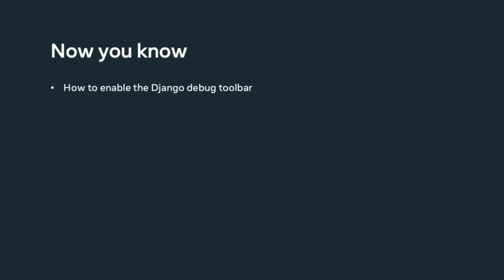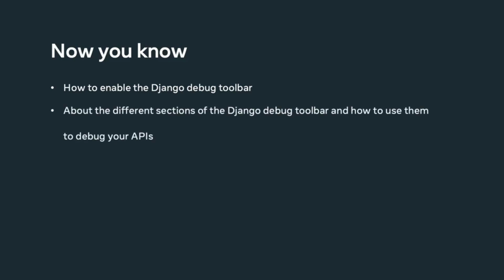In this video, you learned about an important tool called Django Debug Toolbar, which can help you to debug and optimize your API project. You should now be able to include it in your project and use some important sections in the toolbar.